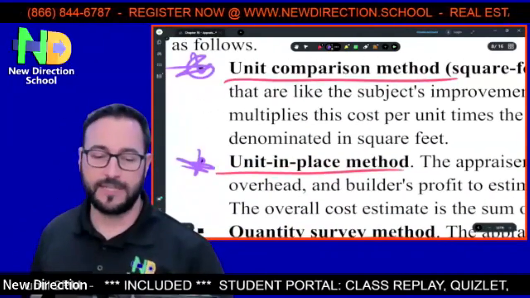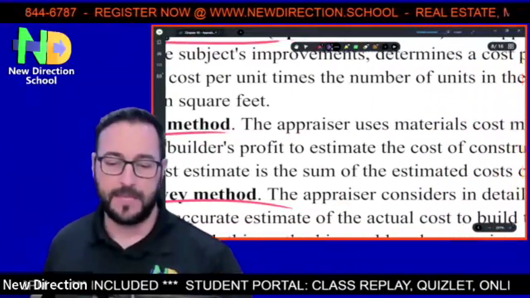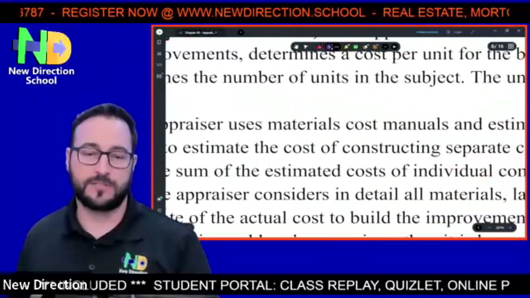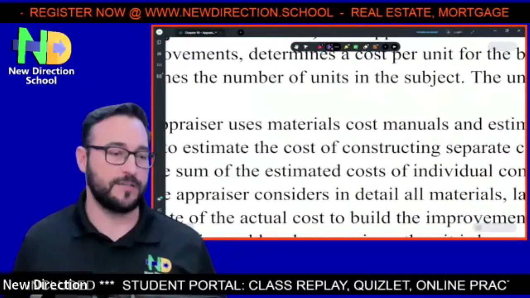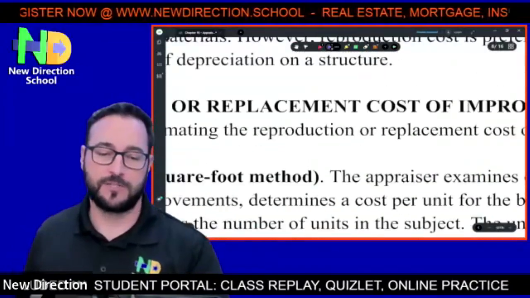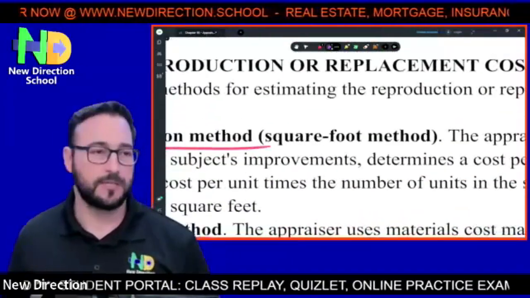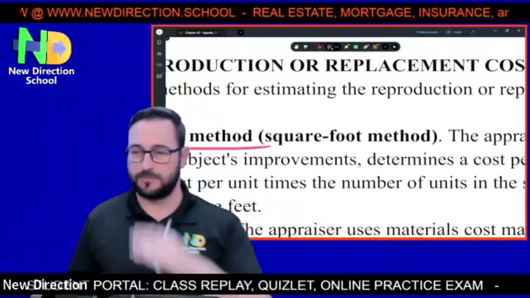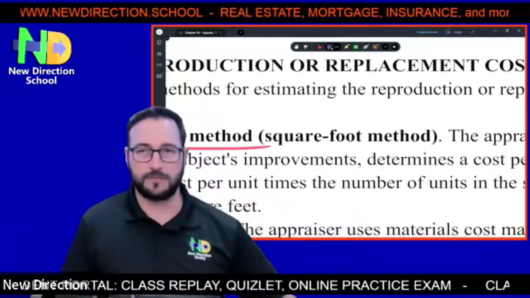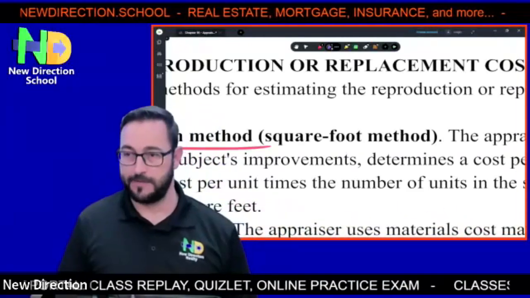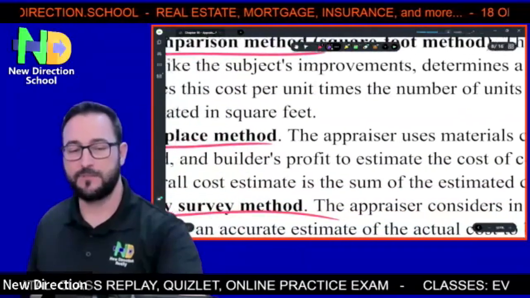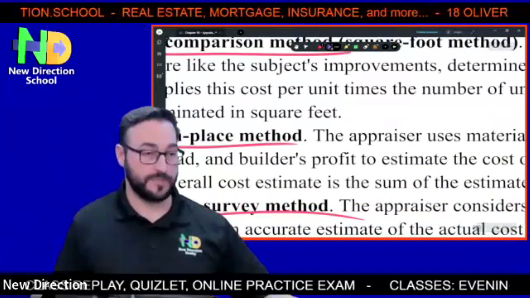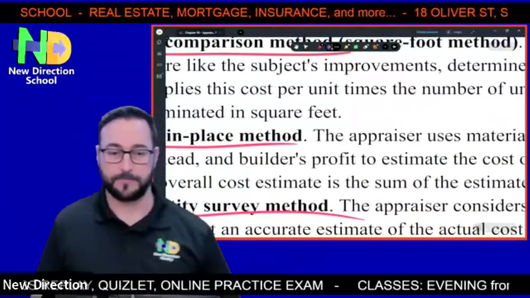The unit in place method, right, is where we use the individual material costs to figure out the value. In the square foot method, I'm not looking at individual costs. It's an average. That's how much it costs to build. Boom, let's go, right? In the unit in place method, we're now looking at the cost of material individually.